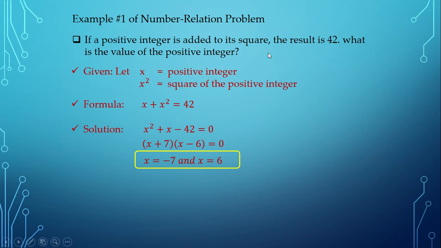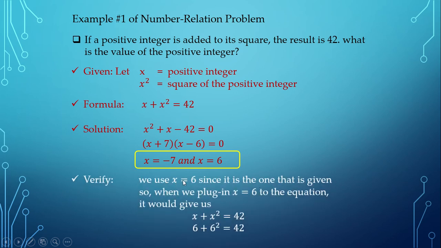Pero ang statement there, if a positive integer, so from the word itself positive, so doon may answer negative o positive. So dili gini pwede magamit ang negative 7, but instead we will use positive 6. We use x equal to positive 6 since it is the one that is given above, a positive integer.